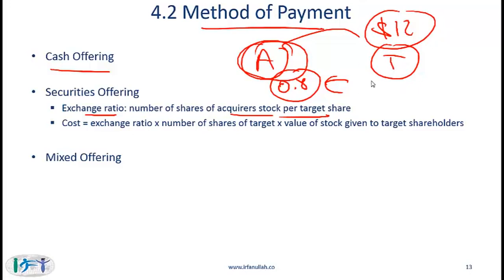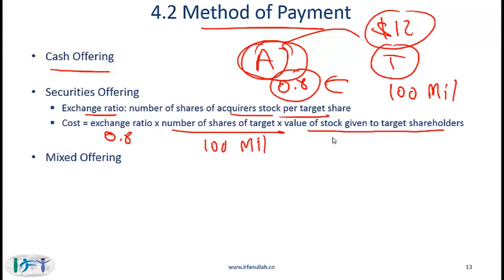The cost for this acquisition is then equal to the following. It's the exchange ratio, so let's say that we are using 0.8, times the number of shares of the target. If the target is being acquired in its entirety, and the target has 100 million shares outstanding, then we'll multiply 0.8 by 100 million, multiplied by the value of the stock given to the shareholders. If the value of company A's stock is 10, then you multiply by 10. So this 0.8 into 100 million into 10 is the total cost incurred by company A to acquire company T. And we are going to see this in more detail in an example later.